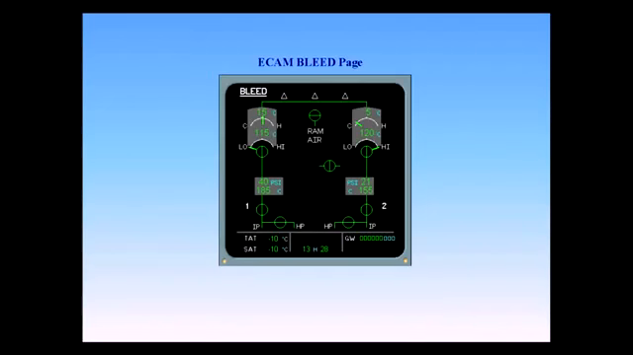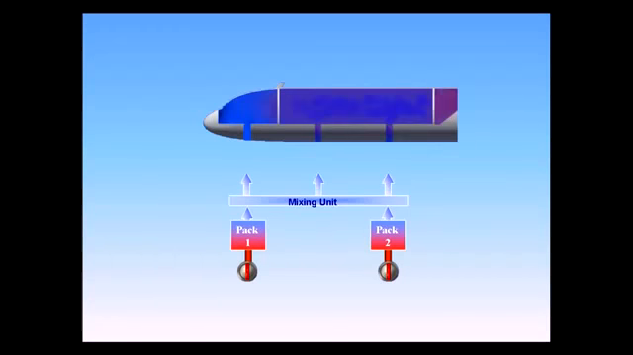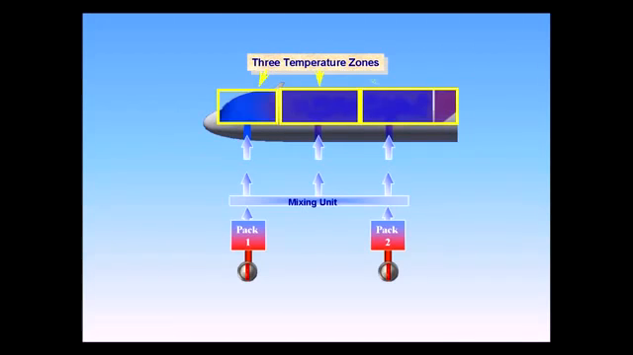Having discussed the air conditioning packs, we will now look at how temperature and flow regulation is achieved throughout the aircraft. The three outputs from the mixing unit feed three separate aircraft zones: cockpit, forward cabin, and aft cabin. Let's look at how the temperature of the zones is managed.